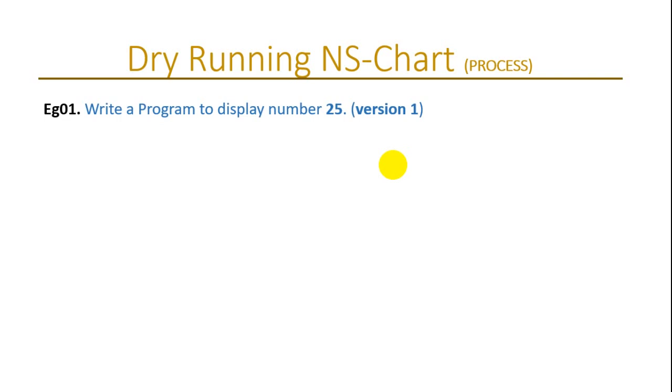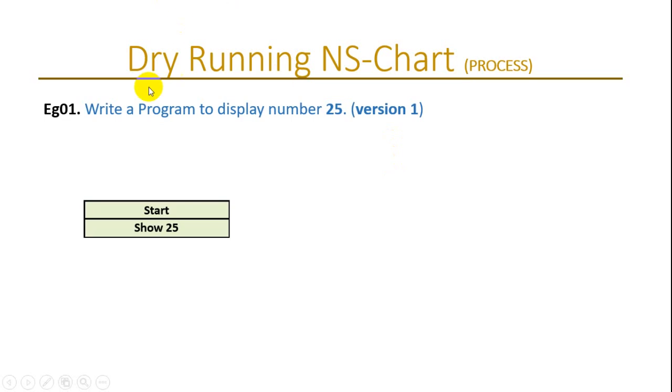I want to display 25 on the screen. So what do I have? Start, that is a process, just to indicate the beginning of my program, and then show 25. Remember, the other command we are going to use is show. What's the purpose of the command show? To show whatever you are indicating on the screen. If you look at the exercise, write a program to display number 25. So basically this is all, then end it. That's all. So to do this particular thing, this is what your NS chart will be like.